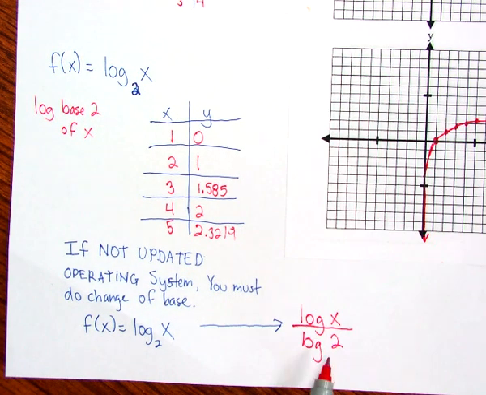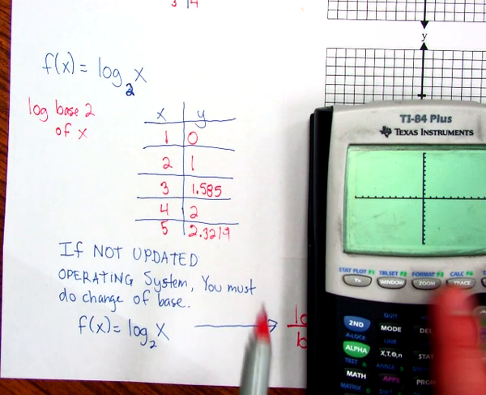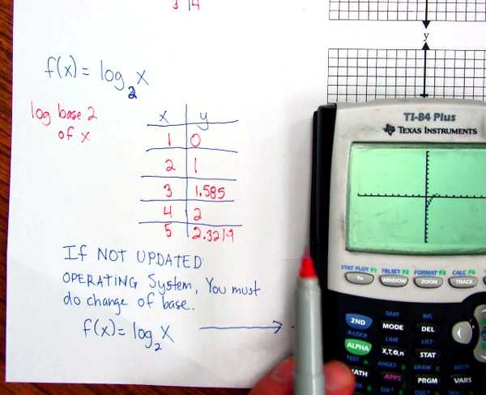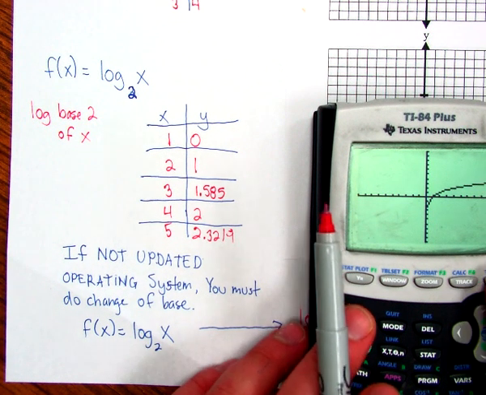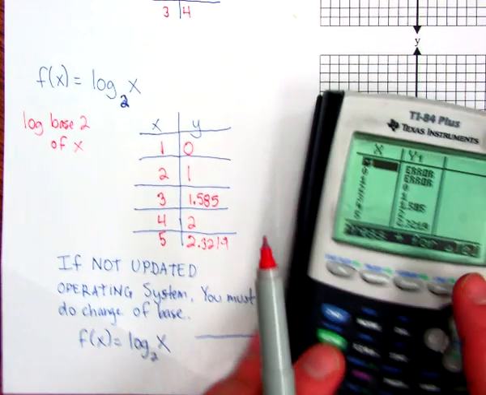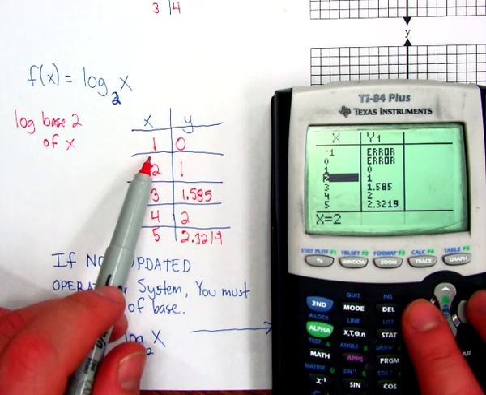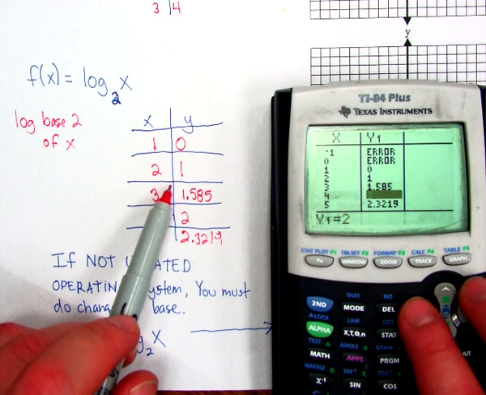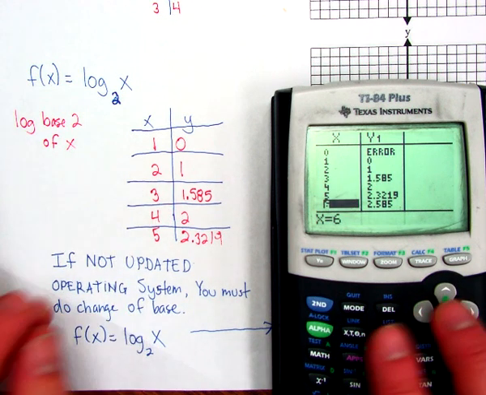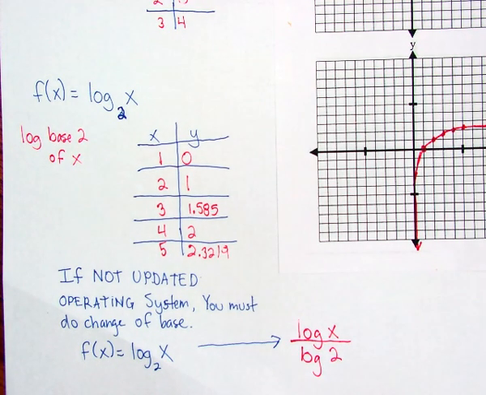that's just what we did here, the change of base. You'll see when we look at the graph it is the same as the one we just did. In addition, if we look at the table of values it is also the same. At 1 we have 0, 2 we have 1, 3 we have 1.585, and so on and so forth. Okay? I hope that helps in terms of graphing of these.